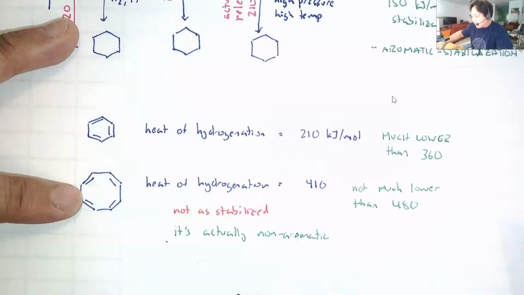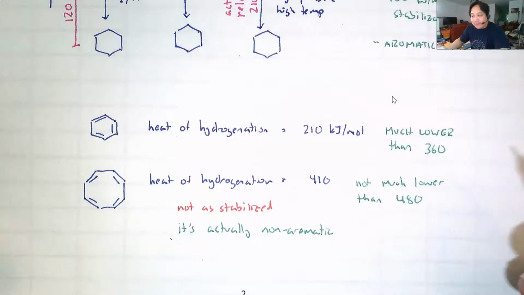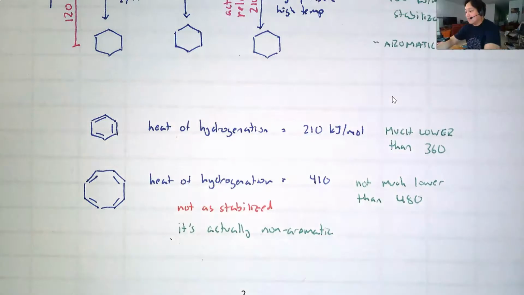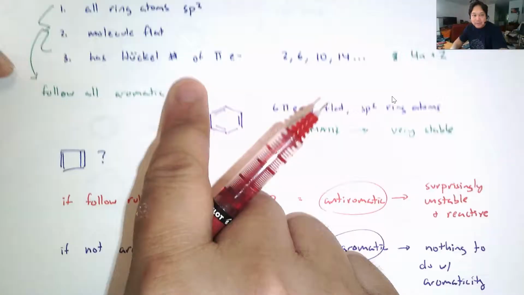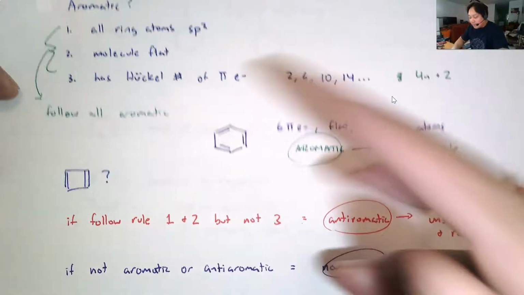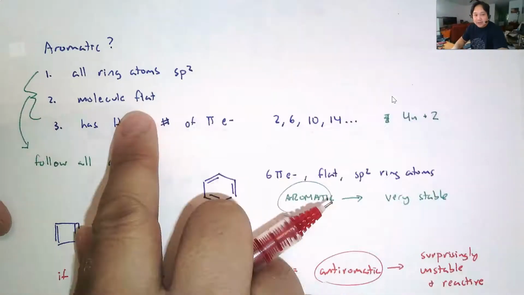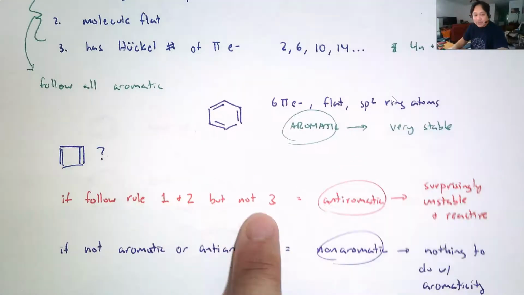Now, those of you who were really paying attention to that first video, I know what you're doing. You're looking at those rules of aromaticity, and you're counting up the pi electrons. If we look back at those rules, we have 8 pi electrons. So it doesn't fit the Huckel number. So many of you are thinking, well, all the atoms are sp2. The molecule, the way I drew it, is flat, but it doesn't follow rule number 3.